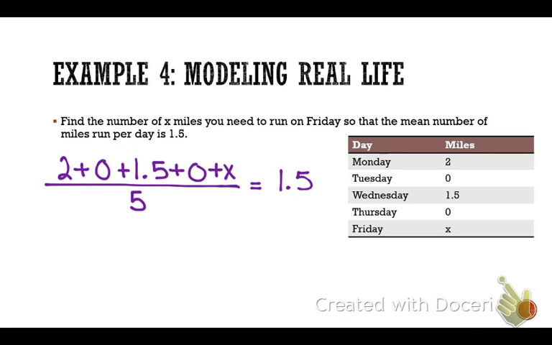Okay, so I can simplify the numbers that I do know. What would it be if I added all these numbers together? 3.5. Right, because the zeros don't have any value. Okay, so 3.5 plus x over 5 equals 1.5.